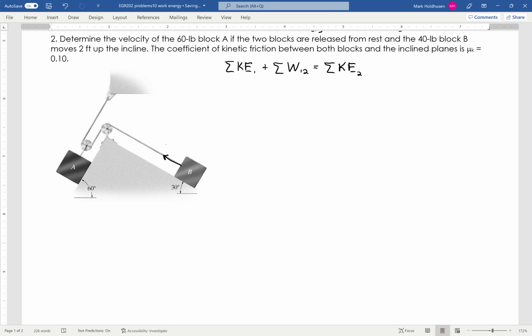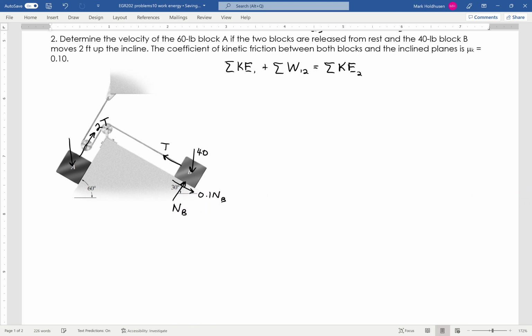I've got a tension of T. I've got a weight of 40. I've got what I'll call a normal force at B. And again, I know that B moves up the incline. So if B is moving up the incline, that means friction is working down the incline, and I'm going to call that 0.1 times NB. That's the friction force.